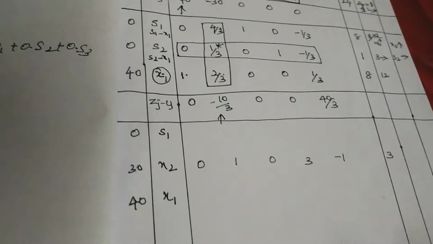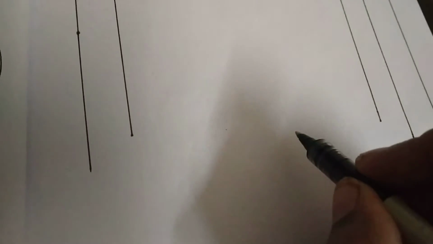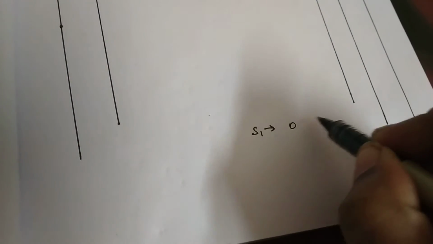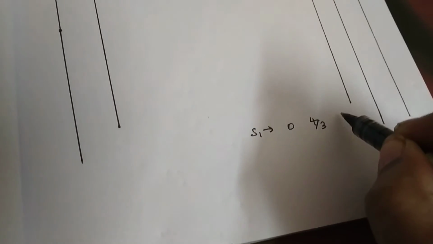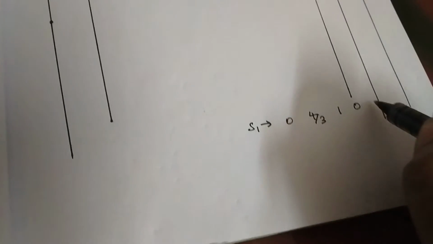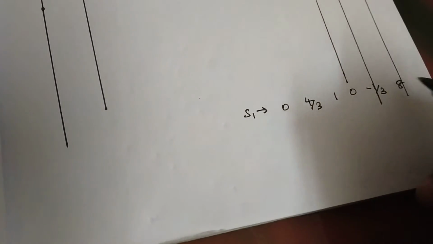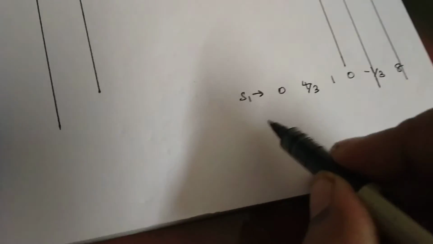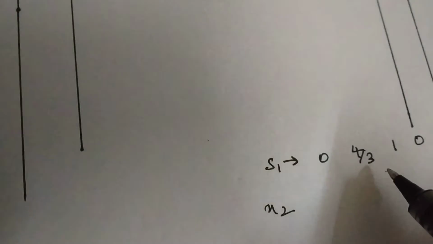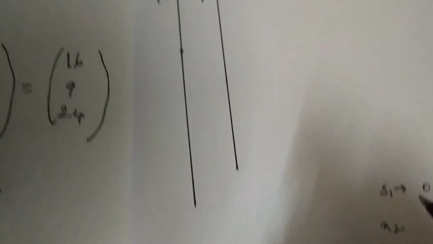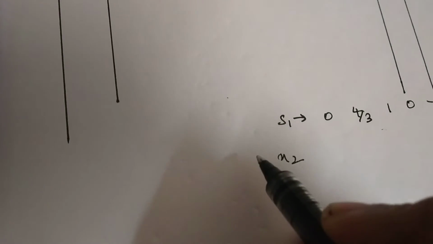For that, you just write it down like this. So what are the numbers it has? S1, 0, 4 by 3, and then 1, 0, minus 1 by 3, 8. So here we have x2. So x2 it has 1. So in that place it has 4 by 3. So just multiply x2 by 4 by 3.